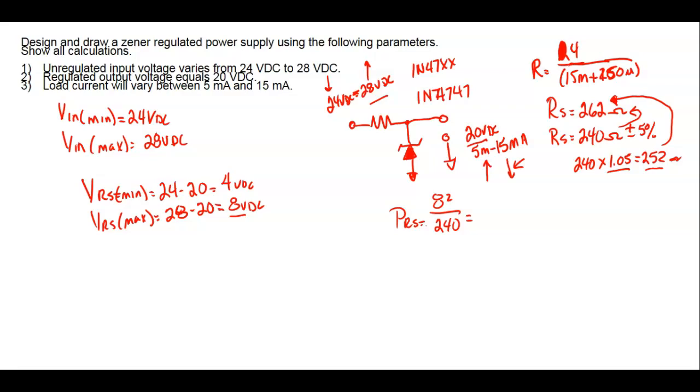So what do we come up with there? What did we get there? 262, 256, 266. Thank you.